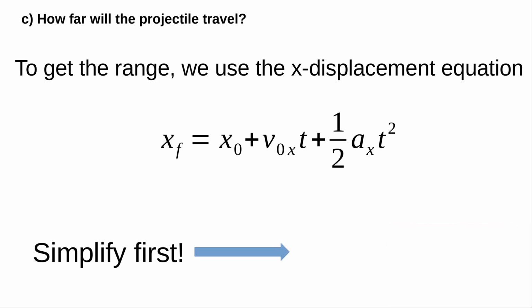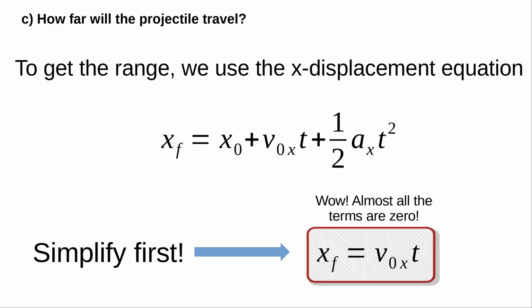And what we find when we simplify is a nice, neat little equation, where almost all the terms are 0. Well, let's think about that. The initial x position is 0, because we get to choose the origin of our coordinate system. So we made y0 equal to 0, we can make x0 equal to 0 as well. And the x component of the acceleration must be 0, because this is projectile motion, and so we only have the gravitational acceleration in the y direction.